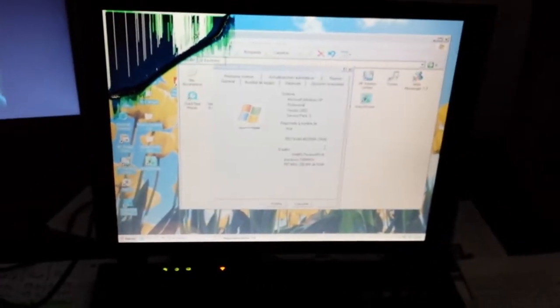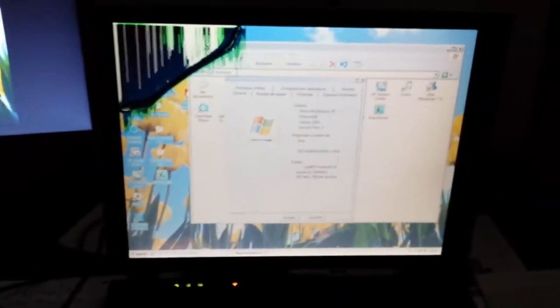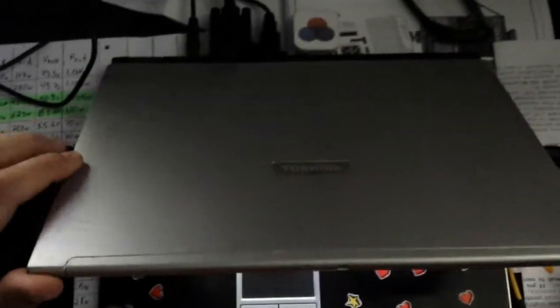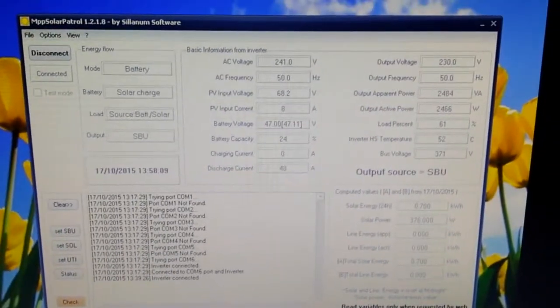So now I'm repurposing this laptop. It has a broken screen there, but at least now it's doing something. It was just sitting gathering dust here, and I think it doesn't use any more than 50 watts when it's running, so it's very energy efficient.